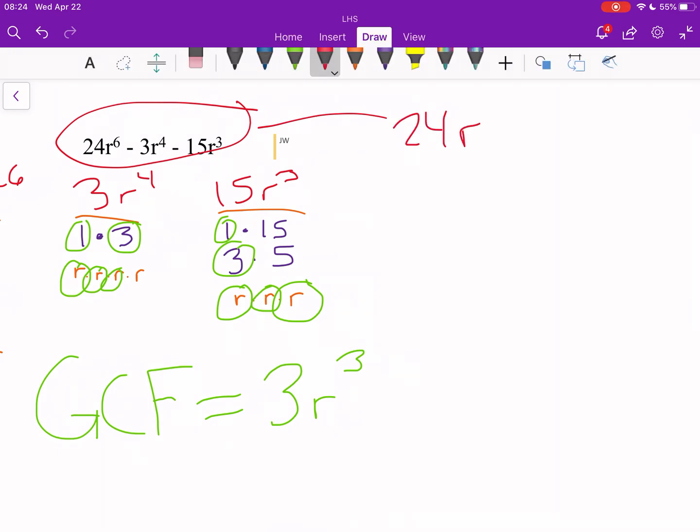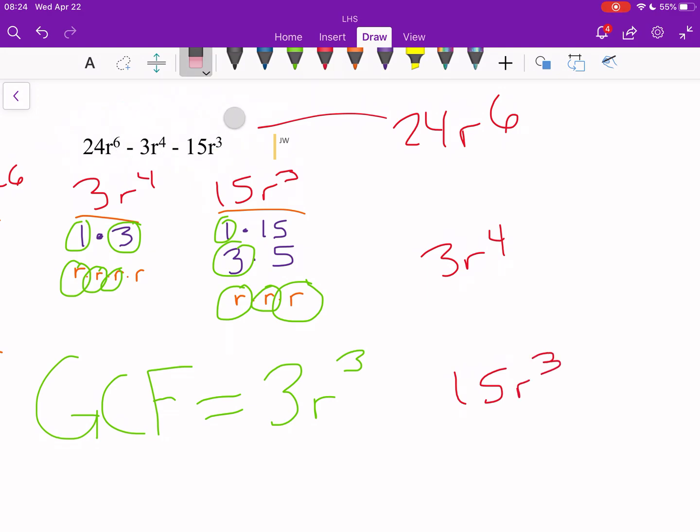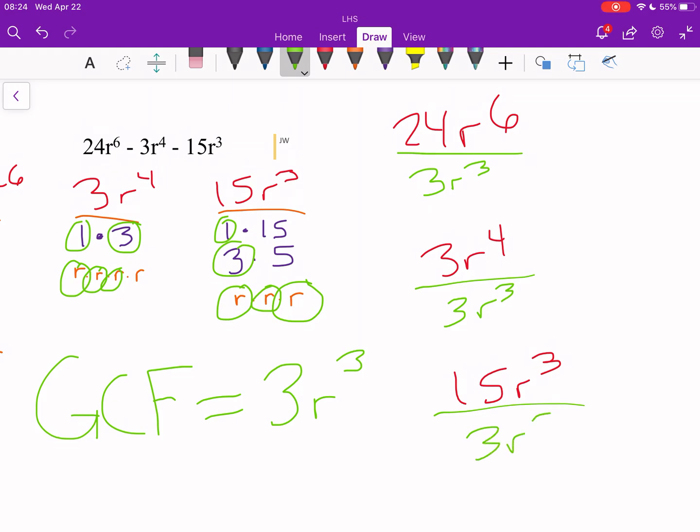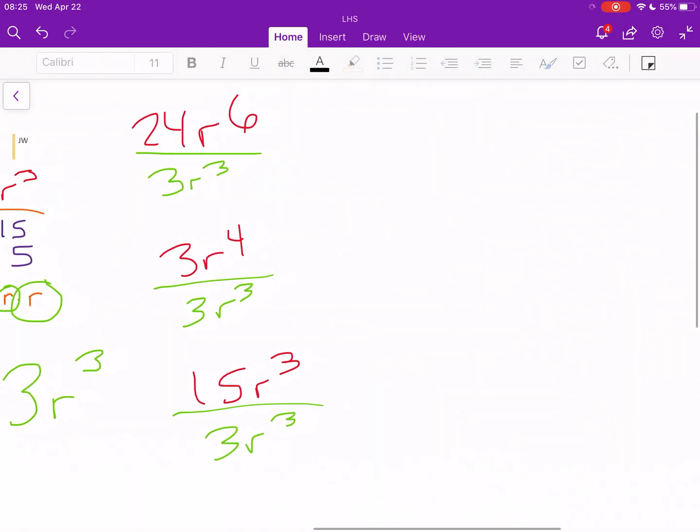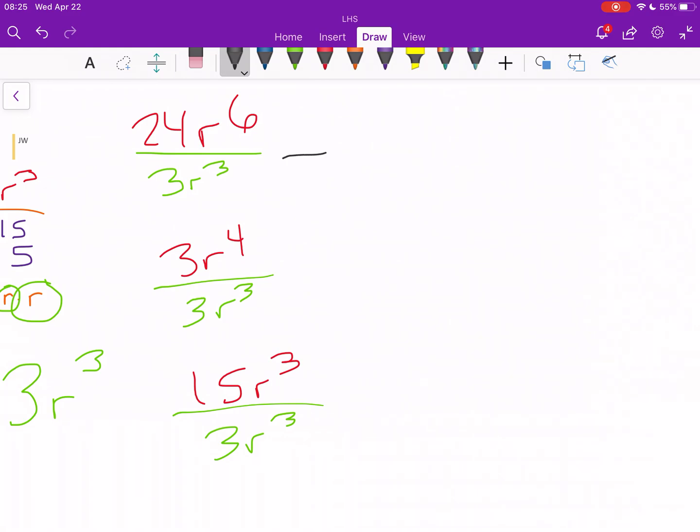We've got 24r to the power of 6 was the first one. Then we've got 3r to the power of 4. And then we got 15r to the power of 3. And notice I'm leaving some space, and I just ignored the subtraction signs for now, right? Those will come into play at the very end. So I'm going to be dividing 3r to the power of 3 out of each piece. And here's where your quotient property of exponents comes in handy. And this is why we practiced that for so long. So let's see what we get. Right here in this first one, I'm going to do 24 divided by 3, right?